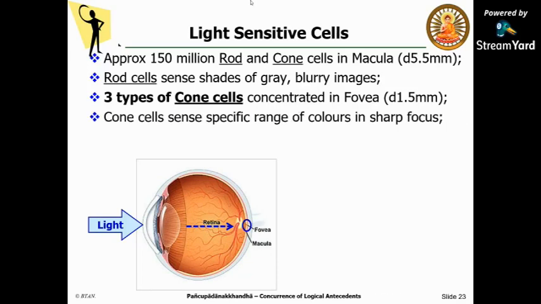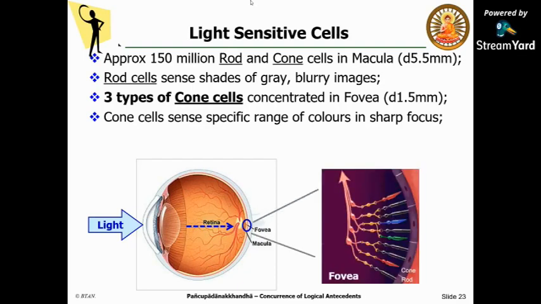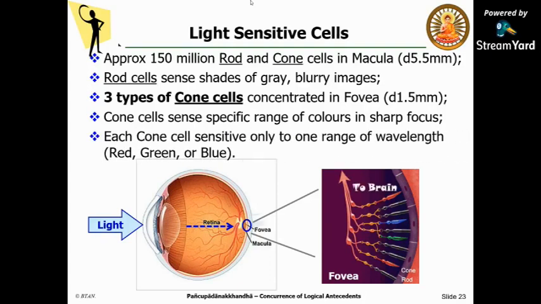And there are 3 types of cone cells. Each type can only sense a specific color range. Right? So the 3 types are red, green, and blue. In other words, it can only be sensing those 3 colors. That's all it is. Each cone cell is sensitive only to one range of wavelength. Either the red range, that means the range where we call red color, or the green range, or the blue range. So it's really only being able to pick up one of these 3 colors. Right.